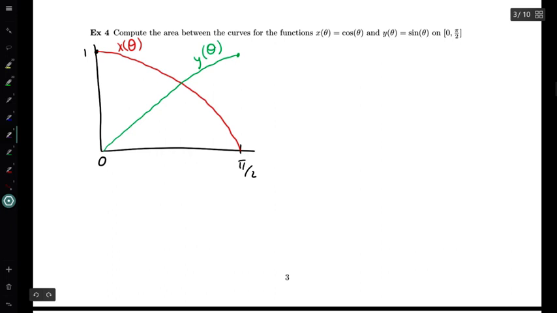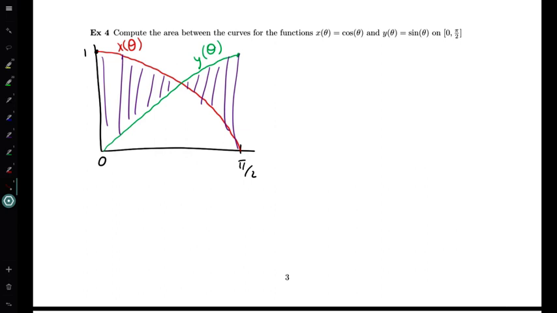So to compute this area between the curves, which we know looks something like this, we're going to have to break this interval up into two pieces. There's going to be the piece where x is larger and the piece where y is larger. So in order to find out what two pieces I should break it up into, I need to find the theta value of that intersection point. Because once I've found that theta value, I'll know what the two pieces of my interval have to be. So let's go ahead and solve for that intersection point.